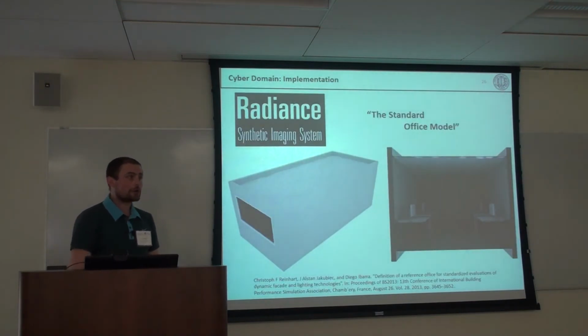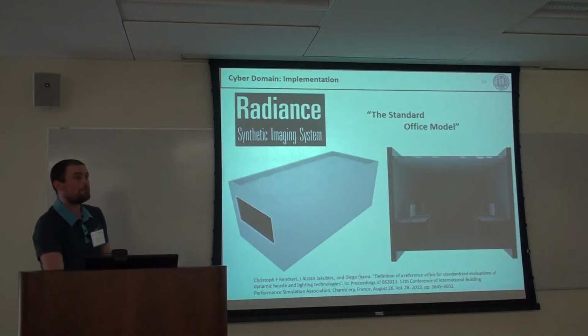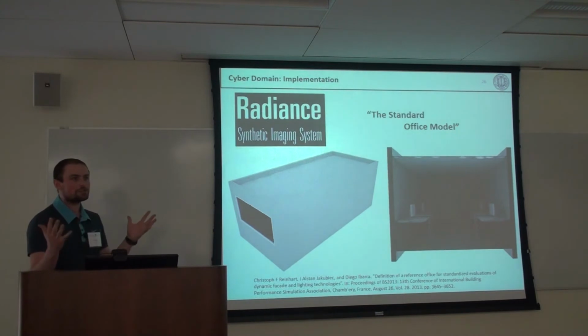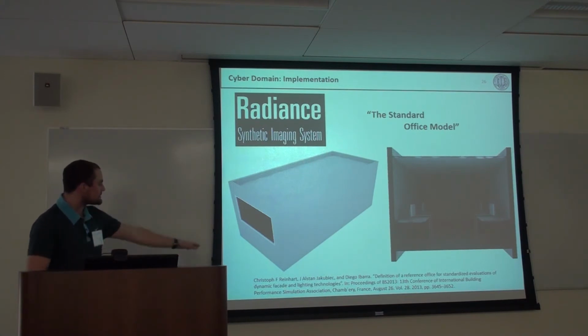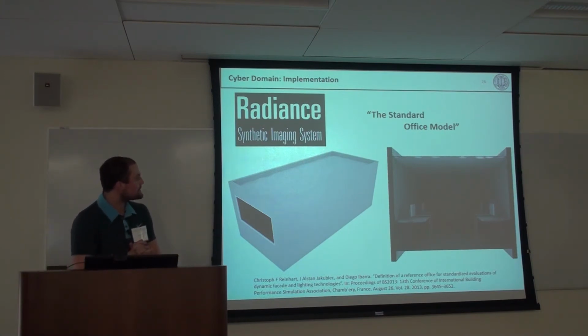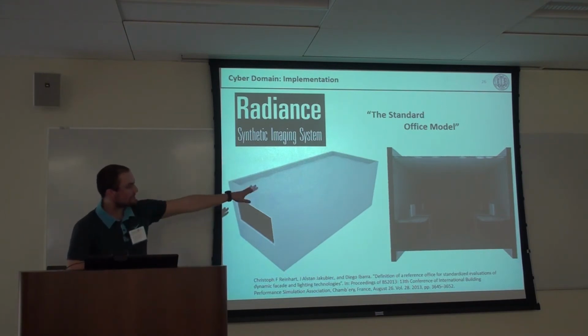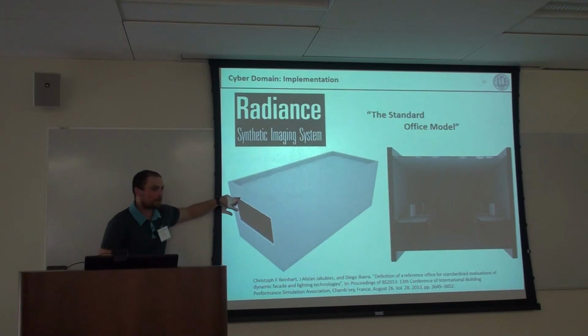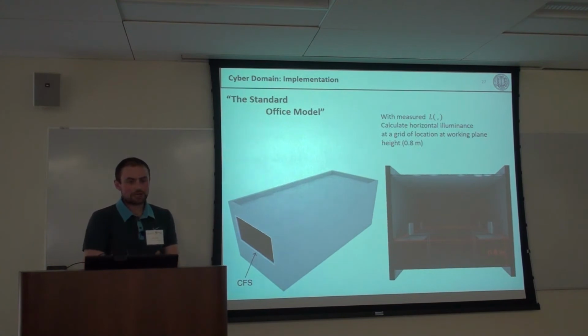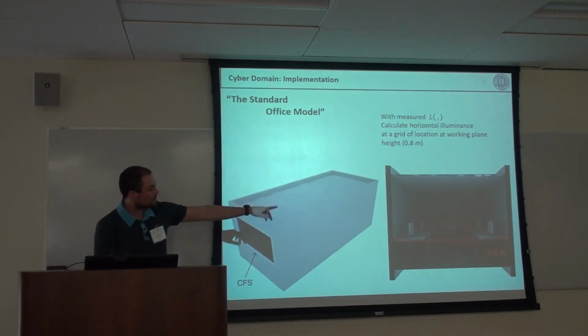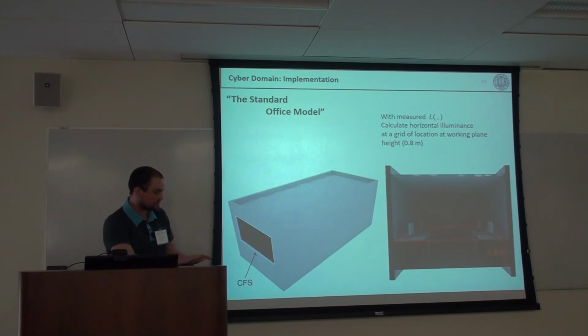In terms of the actual model that we're going to be using, we have at our disposal the full expressiveness of Radiance, which is any geometry you can imagine. But we're going to stick with the standard office model, which is a common model used in the daylighting community. It was developed by kind of the god of daylighting, Christoph Reinhart. He's a professor at MIT. Basically, it's a rectangular footprint, and it has 6 desks in it with one area for glazing. Or in our case, we're going to put complex fenestration in there. So this is what we're actually going to measure: the horizontal illuminance, which is basically the amount of light falling on a horizontal surface, at 0.8 meters, which is called the work plane height.